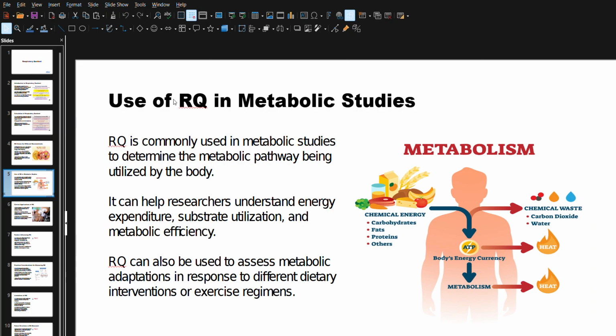Next, use of respiratory quotient in metabolic studies, how it is actually being used. RQ is commonly used in metabolic studies to determine the metabolic pathway being utilized by the particular individual's body. It can help researchers understand the energy expenditure or the metabolic efficiency of the individual. RQ can also be used to assess metabolic adaptations in response to different dietary interventions and exercise regimens. That means different diets also vary depending upon the RQ, for people taking different diets or different exercises or any other things.